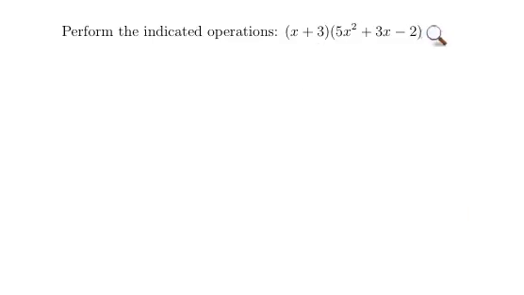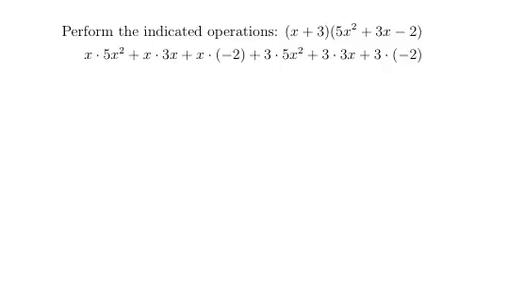Here's a simple multiplication of a binomial and a trinomial. Remember that whenever we're multiplying two polynomials together, each term in one polynomial has to multiply each term in the other polynomial. Put this line in just for emphasis. Notice that we've got x times 5x squared, x times 3x, and x times a negative 2, and then we've got 3 times the 5x, 3 times the 3x, and 3 times the negative 2.